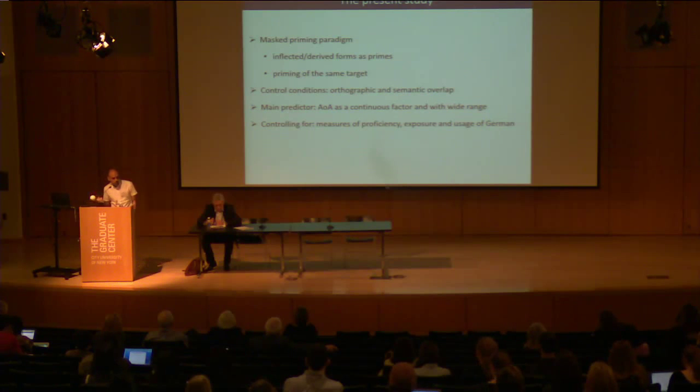Our main predictor, like we said, is age of acquisition, but importantly, we are controlling for factors that co-vary with age of acquisition, that correlate with age of acquisition. We used measures of proficiency in German, of exposure to German, and of daily, everyday life usage of German, or of dominance between German and Turkish. We wanted to make sure that any effects would be attributable to age of acquisition and not to any of these other factors that correlate with age of acquisition.